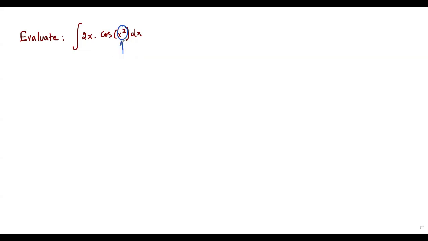What is the derivative of this x square? It's just 2x. It is in the function itself. So whenever the derivative of a part of a function is in the function itself, we can use the method of substitution to evaluate such integration.